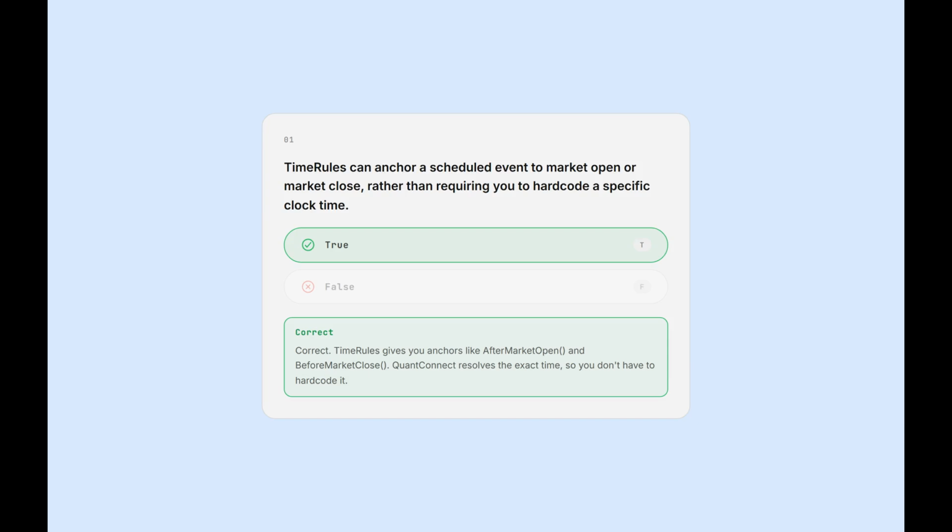And the correct answer is true. That's one of the main advantages of TimeRules. Options like AfterMarketOpen and BeforeMarketClose let QuantConnect resolve the correct time automatically, which makes your schedule more robust and easier to read.